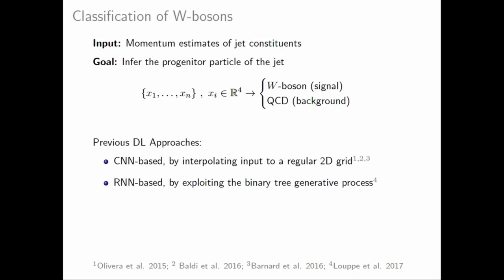One is to think about what the detector sees, trying to map it to an image by interpolating the input four-momenta into the appropriate image on a regular grid. The other approaches are based on exploiting the tree structure to use recurrent neural network models.